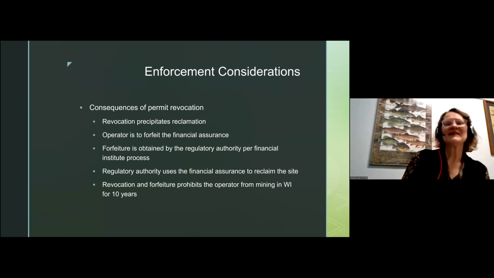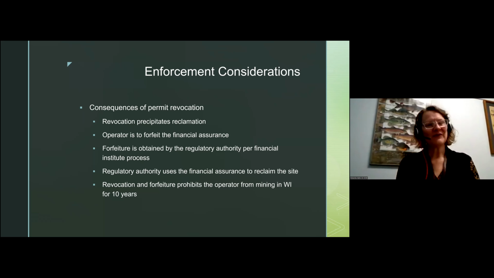Now, considerations under revocation. Okay, so you've got a non-compliant operator, you've been pushing back. There are some extenuating circumstances associated with them being able to meet their reclamation requirements. And you're looking at moving to permit revocation. Some of the things that you will need to consider with revocation is that it will ultimately precipitate final reclamation of that site. As soon as you pull that permit, you are also going to be claiming that bond. Once the permit is revoked, then that operator is to forfeit their financial assurance.